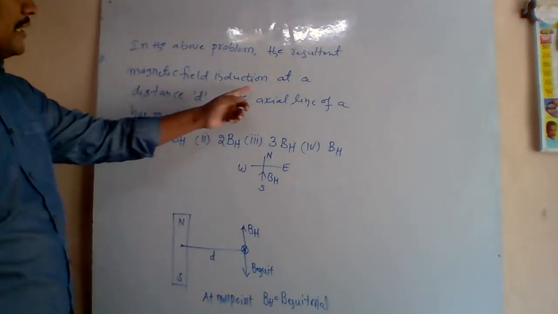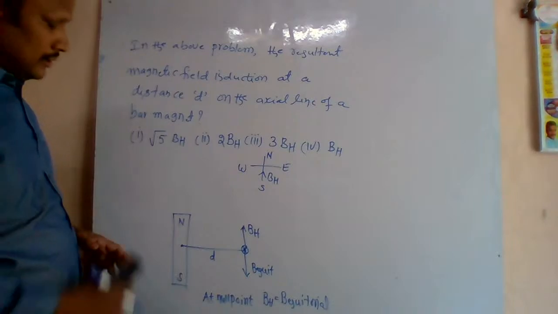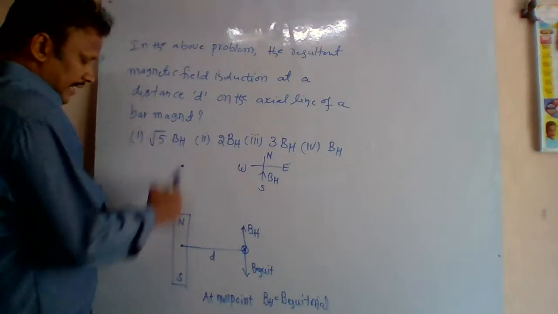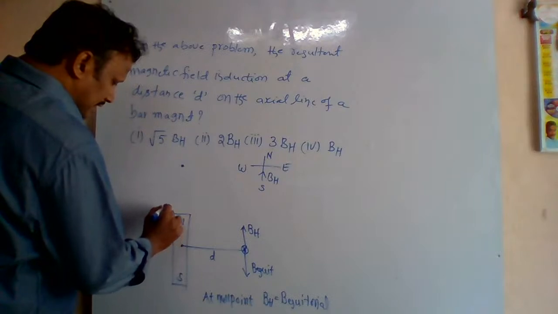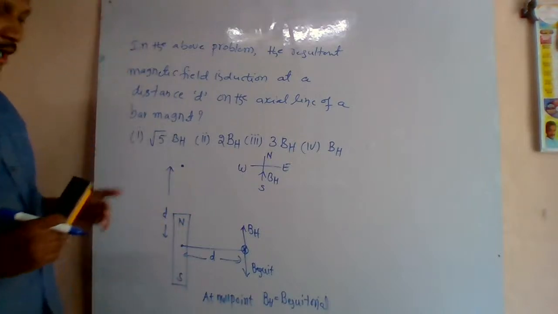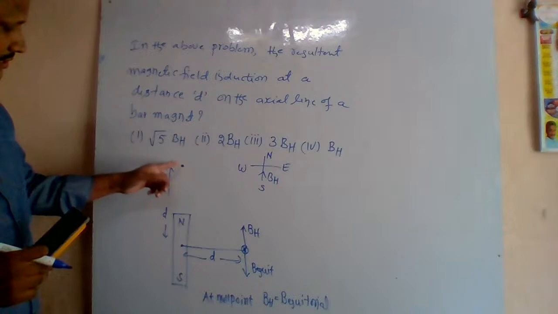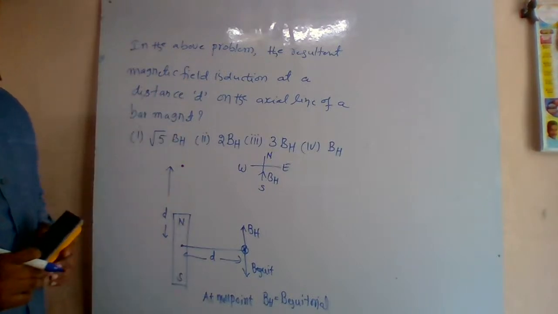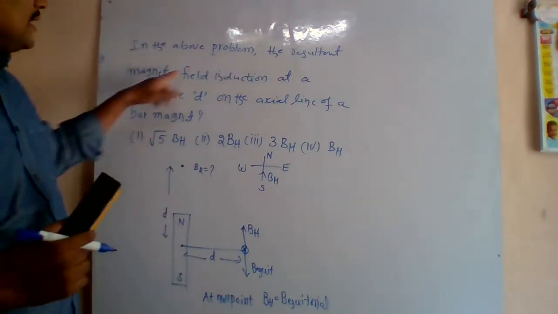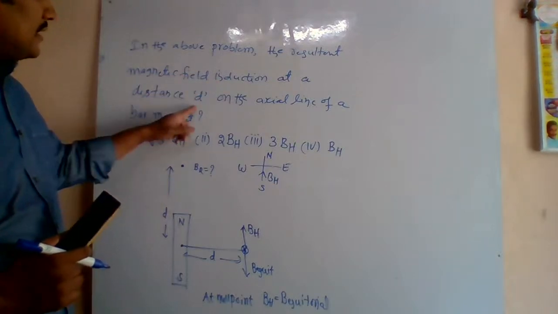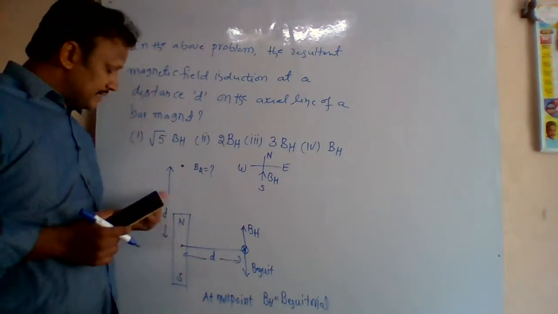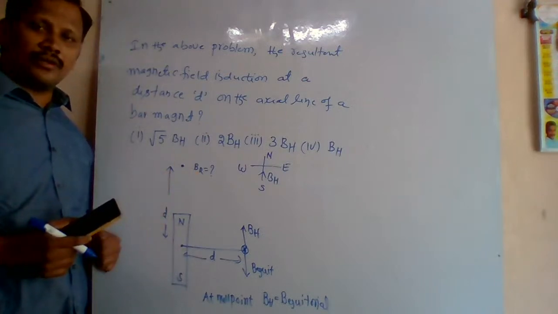The resultant magnetic field induction at a distance d on the axial line. Suppose here I am taking one more point. Which line is this? Axial line. Right? From here to here distance d, and again from here to here distance d. Now we have to find out the resultant magnetic field induction at this point. So at this point Br is equal to how much? At this point on the axial line at a distance d, the resultant magnetic field induction is equal to how much?